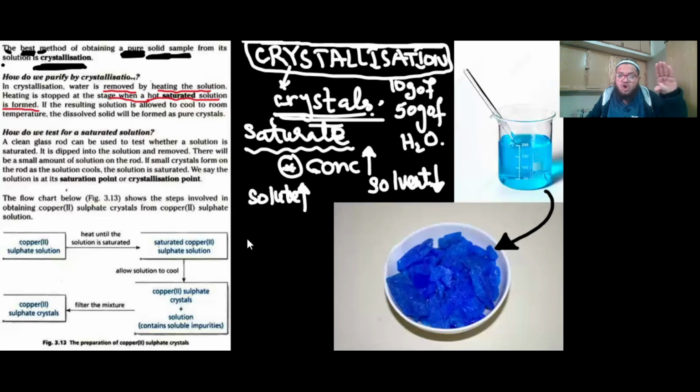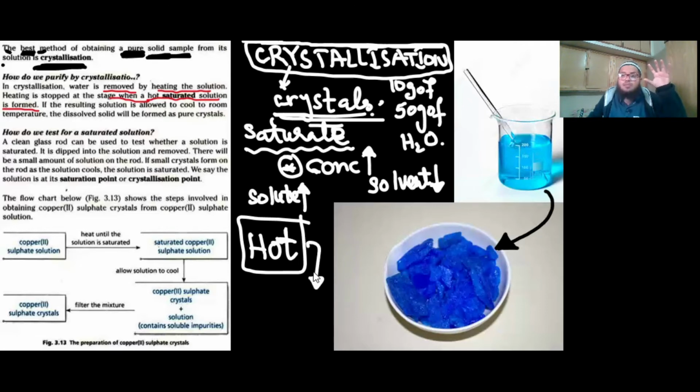Now, this saturated solution, while it is hot, won't show any solid particles, because whenever a solution is hot, it can accommodate more of the solute. But as soon as it starts cooling down, the molecules start coming closer to one another. Why can a hot solution accommodate more solute? Because in a hot solution, the particles of the solute and the solvent are far apart from one another, so there is a lot of space in between them.